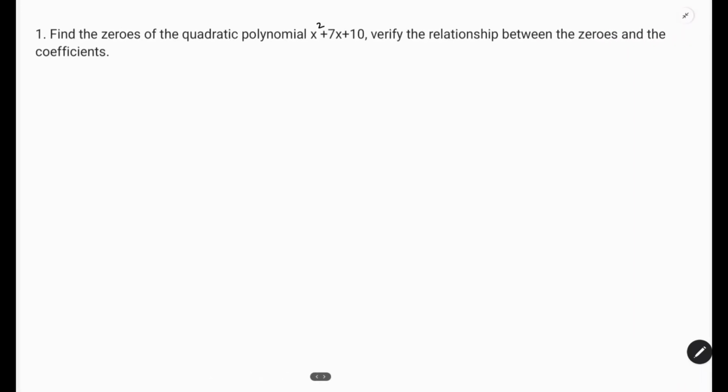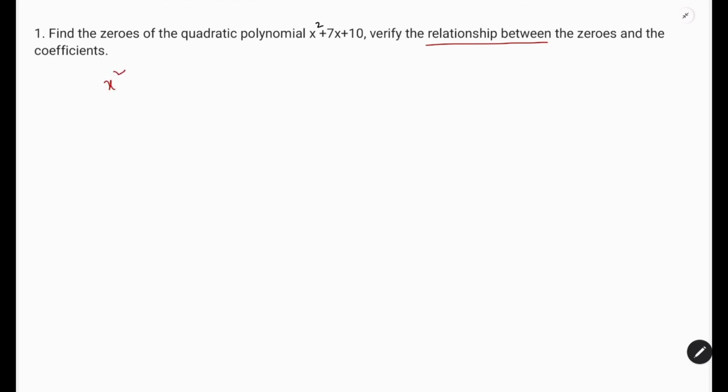Next one. See, find the zeros of the quadratic polynomial. Verify the relationship between the zeros and the coefficients. We have to find the zeros of this quadratic polynomial, x square plus 7x plus 10 equal to 0. How do you split this one? This can be written as 5 into 2. This can be written as 5 plus 2.